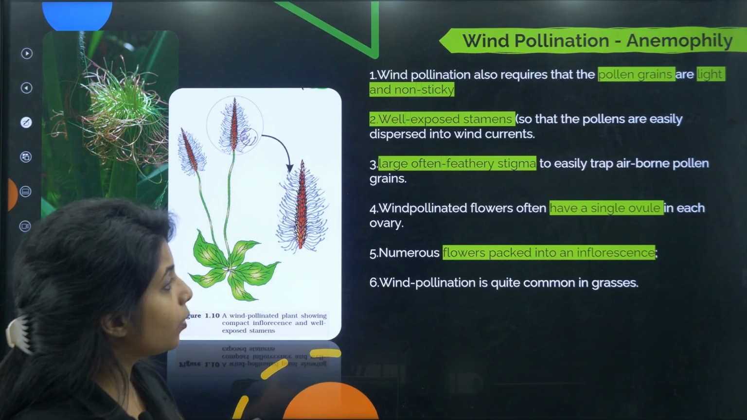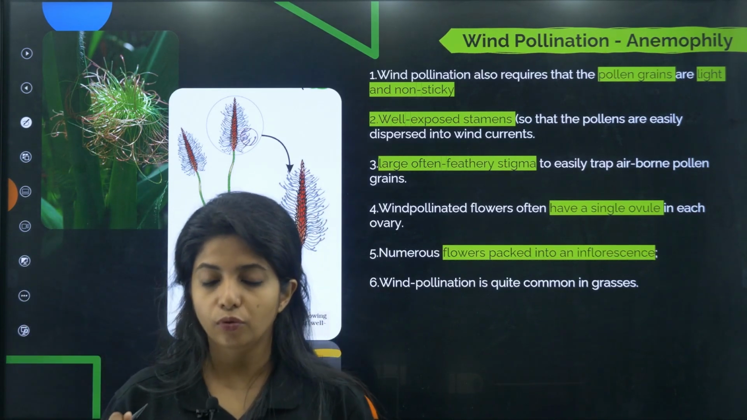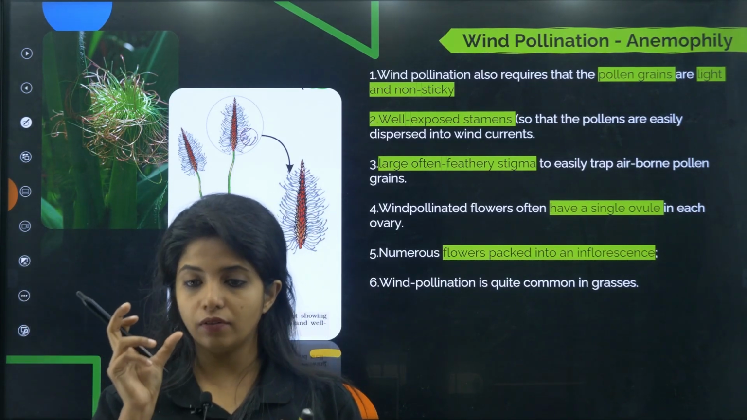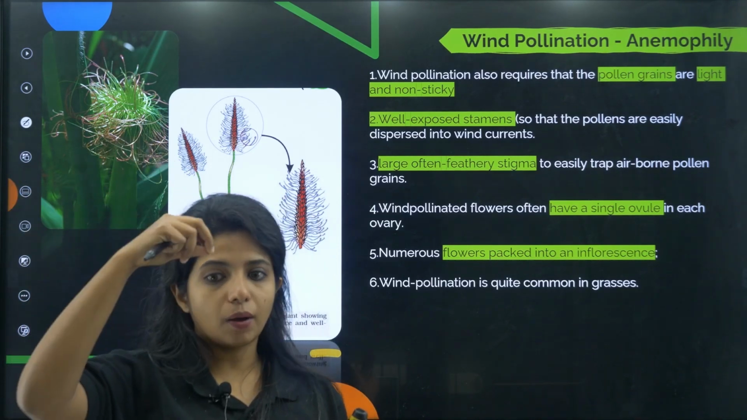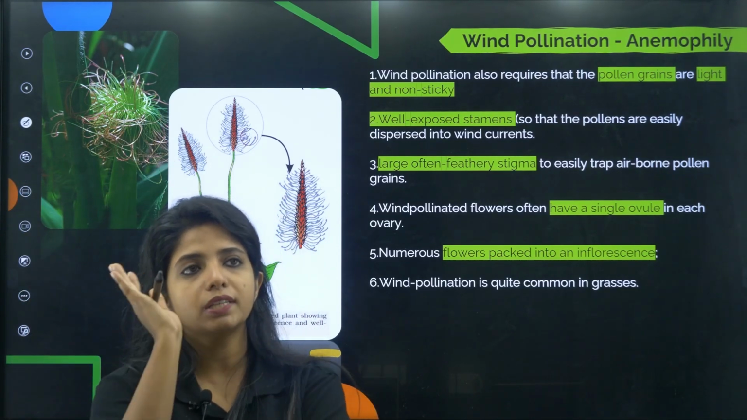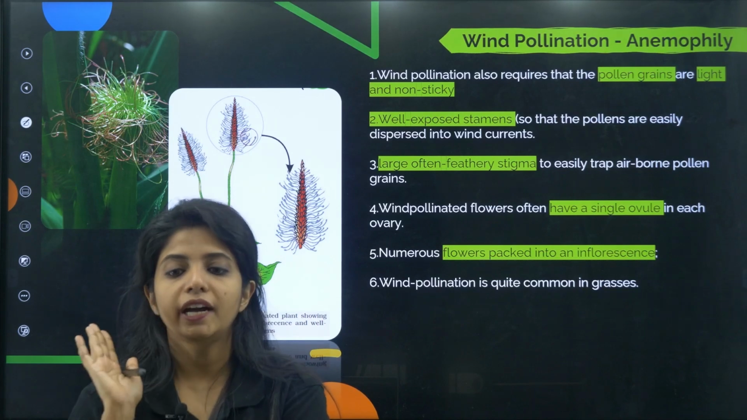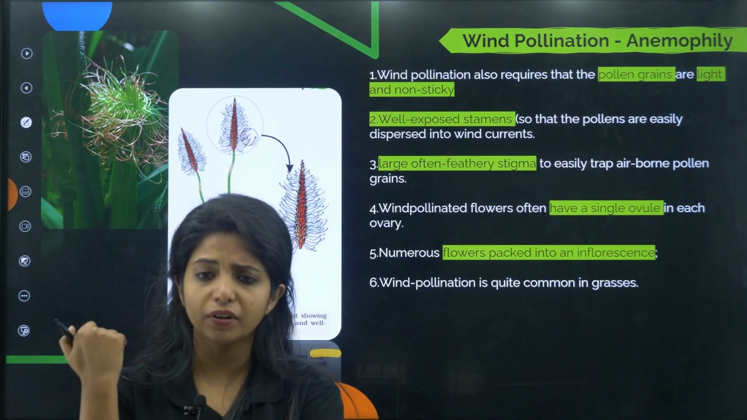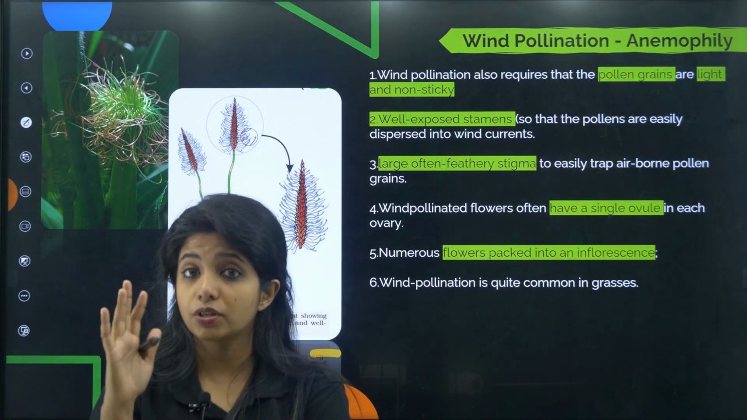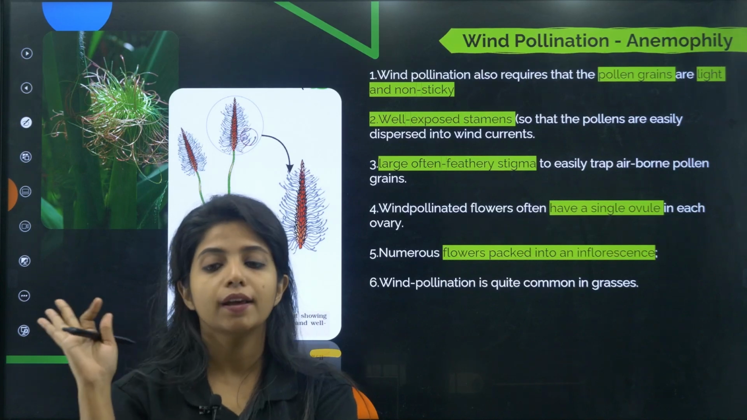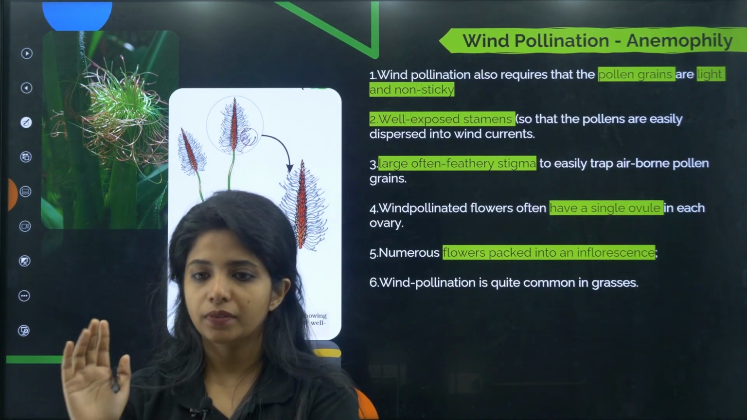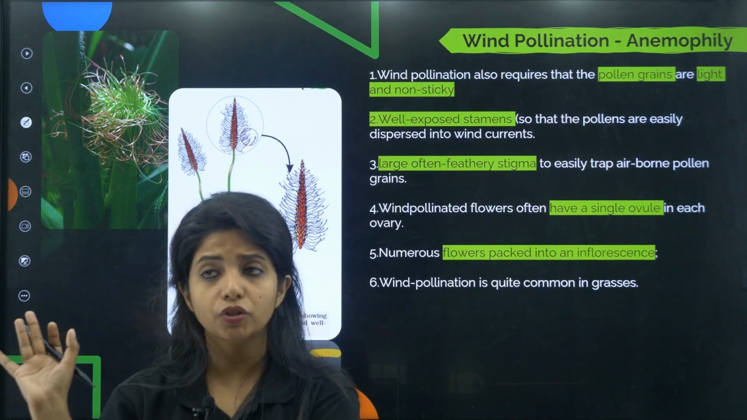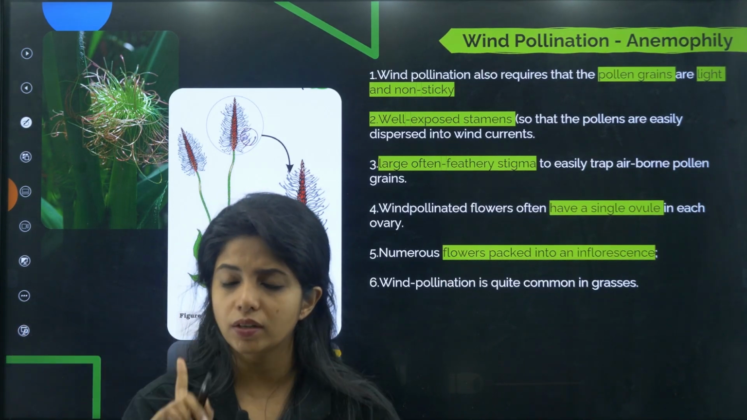Next thing, wind-pollinated flowers only have a single ovule. So if you talk about a single flower, it will have a single ovule. Why? Because they cannot guarantee that the pollen will come and land over it. If I make multiple ovules and I sit, I will be in depression. I do not want that. Okay, depression is a very big word to use. Sorry for using that. So basically, I'll be really, really sad. I do not want that. So basically, wind pollinated flowers cannot lose their energy in making multiple ovules. Instead, they make one single ovule.